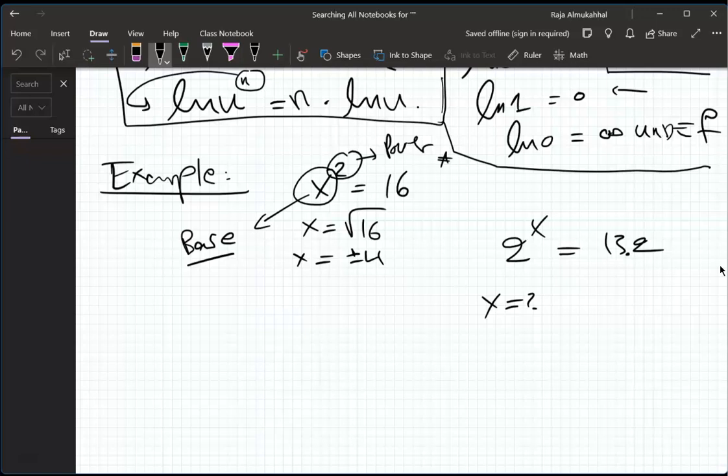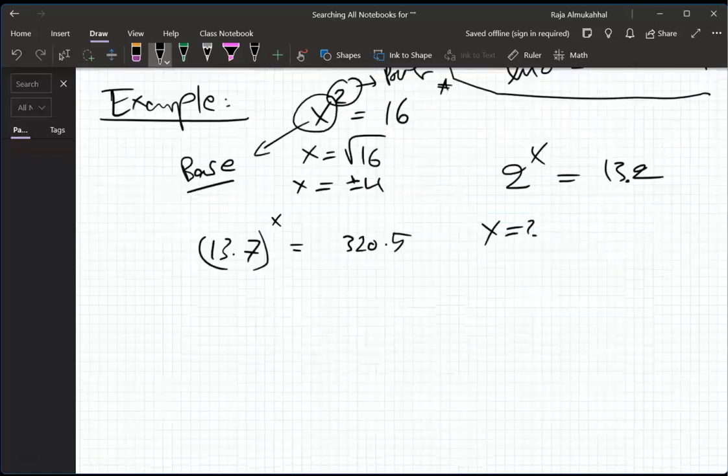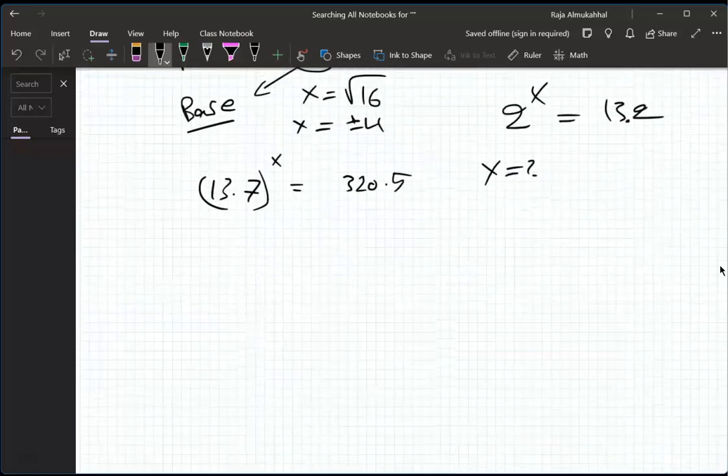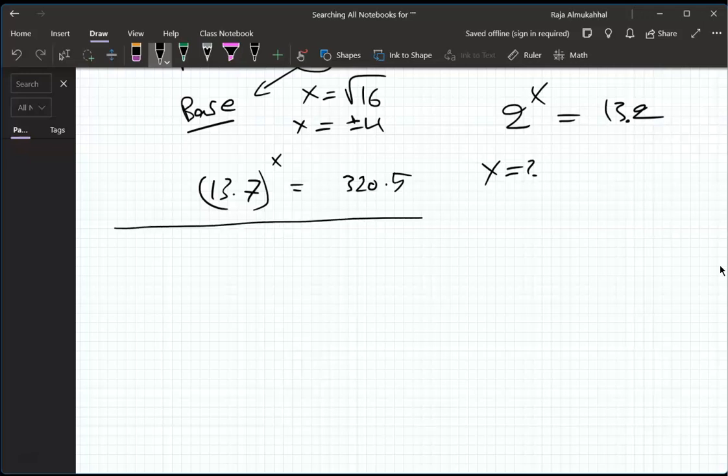You can get it even harder. Imagine if you have something like 13.7 to the power of x equal to, let's say, 320.5, for example. How would you solve something like that? You can't do it in your head. The way you want to do that is that you have to use logarithms. Let me give you something really simple. You'll see basic problems cropping up where the logarithm has to be used to solve for that power of x. You know what I mean?